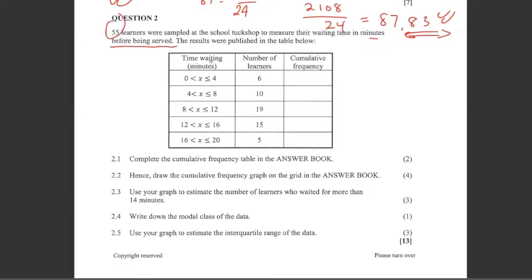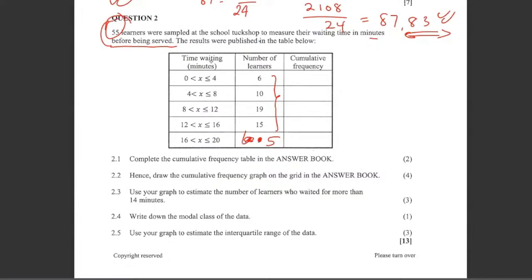So we have 55. Now, in cases where they give you maybe an A or R or something, where the number is missing, all you have to do is get the total of everything there and then subtract it from the original number that was given. And then you find that missing number. In this case, we don't have a scenario like that. So let's get the cumulative that they want us to find.